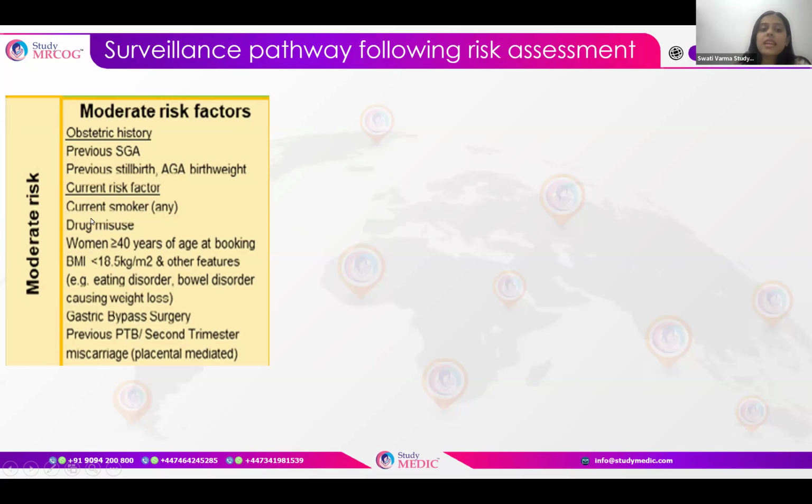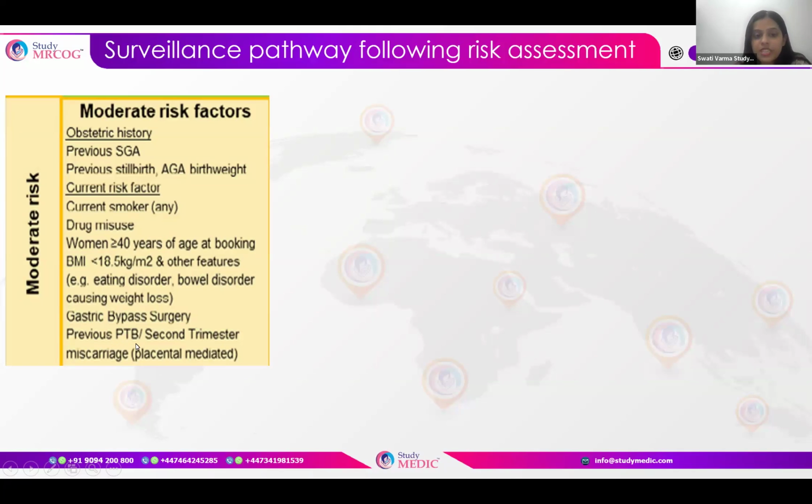In current risk factors, any smoker. Earlier, the number of cigarettes was stratified into major or minor, but now any kind of smoker, any drug misuse, any woman 40 or more years of age at booking, BMI less than 18.5 with or without other features. Some may be constitutionally small, but BMI less than 18.5 and other features like eating disorder, bowel disorder causing weight loss, or gastric bypass surgery. Not all bariatric surgeries, but especially gastric bypass surgery.